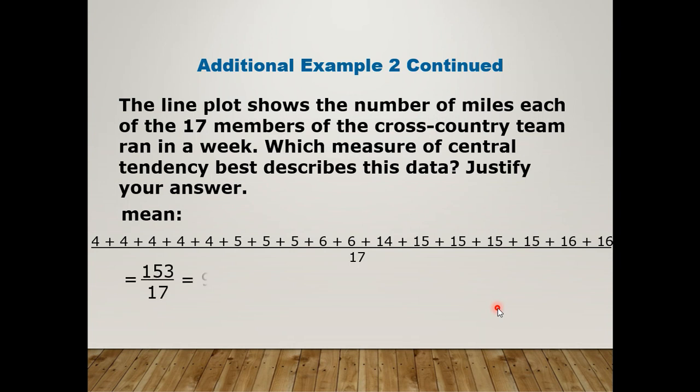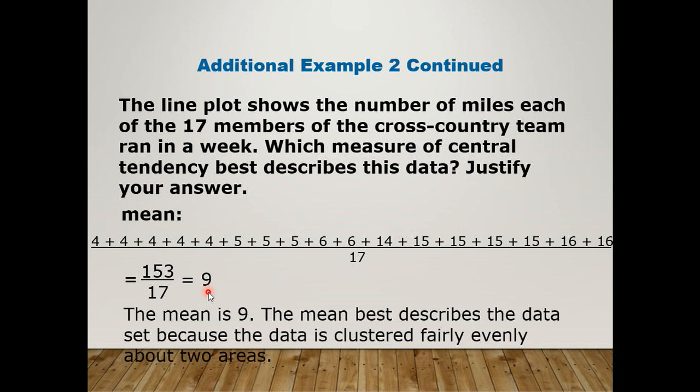Okay, once na-add na po natin yan, the result will be 153, and then 153 divided by 17, the answer will be 9. So the mean is 9, and the mean best describes the data set because the data is clustered fairly evenly about two areas. Kasi meron 4 miles, 5 miles, 6 miles, and then it jumped into 14, 15, and then 16 miles. So meron tayong 2 areas na sakop po yung number of miles po natin.